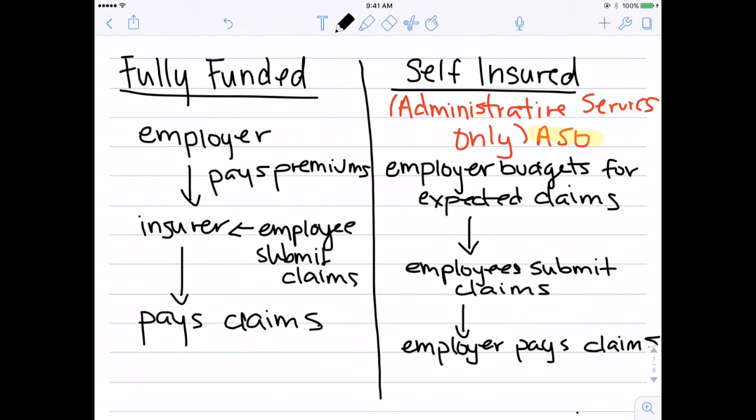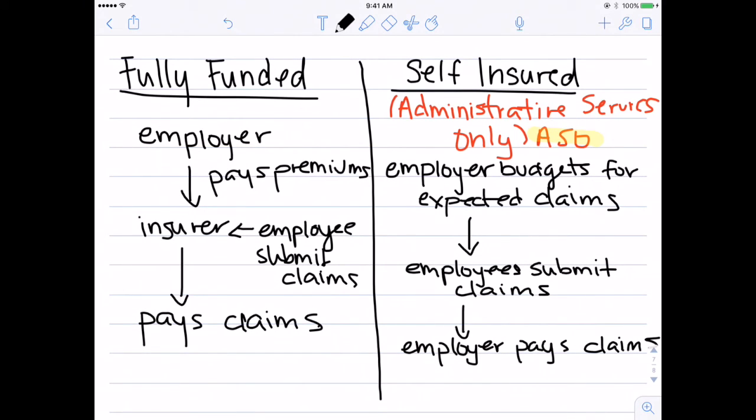The employer has this money now, so if there's less usage than expected, the employer can retain that surplus, and the employer takes advantage of the time value of money instead of passing that money on to the insurer and having the insurer pay out claims sometime later. So, on the self-insured side, we have some significant differences here. Now, there are some drawbacks.